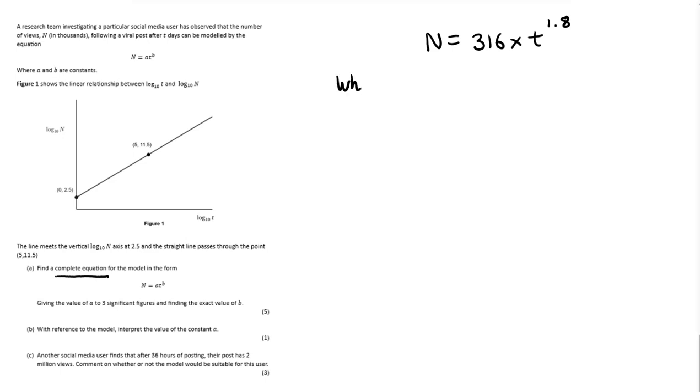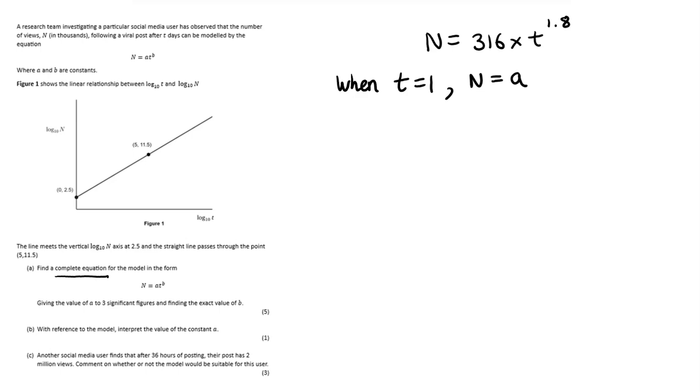Now, when t equals 1, that will just mean you do 1 to the power of 1.8, you times it by 316, you'll get n as 316. So we know that when t is 1, n is going to equal that 316, or n is going to equal a. So we've interpreted the maths of that, okay? So when t equals 1, that's when you're going to get that constant value of a. Now we just need to interpret this as it should be.